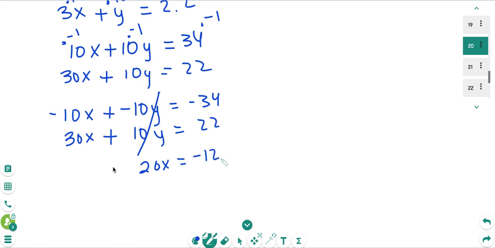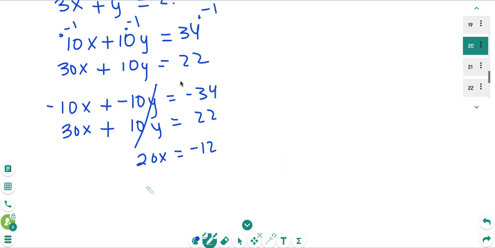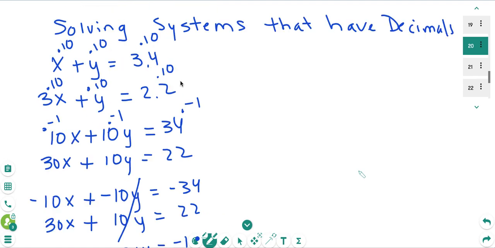Now remember, I know by looking at my original equations that I'm going to have probably a decimal answer, because I'm going to need some sort of a decimal up here that when I add another number to it, I end up with 3.4. So I'm going to go ahead and divide by 20, and x is going to be negative 0.6. Come back up to the original equations.